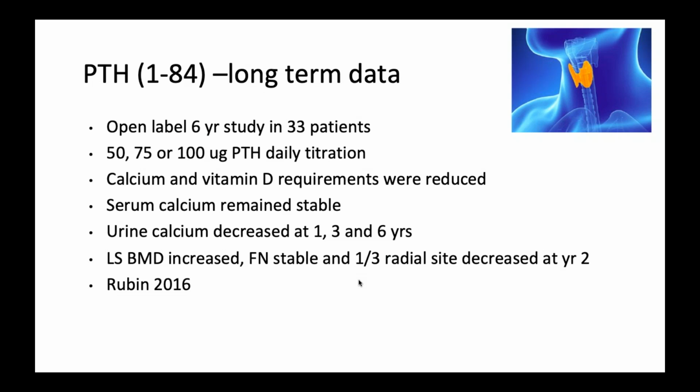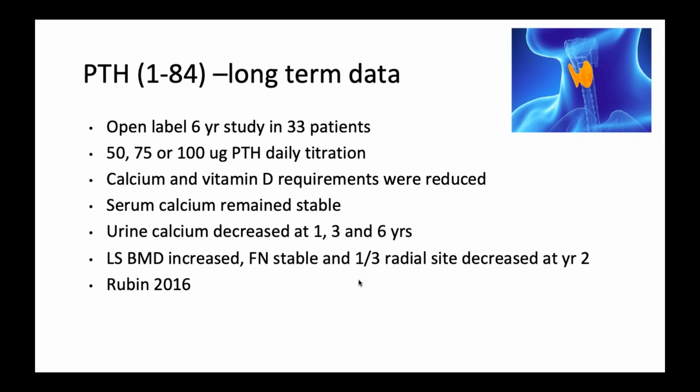For the long-term data with PTH 1-84, we have the open label trial published with 6 years of data in 33 patients, and we have 8-year data as well now. The PTH was given in doses titrated up to 100 micrograms a day, and calcium and vitamin D requirements were reduced. Serum calcium remained stable. Urine calcium was noted to decrease at year 6. The skeletal effects of long-term PTH were increases in lumbar spine BMD, femoral neck was stable, and the 1/3 radial BMD did decrease.